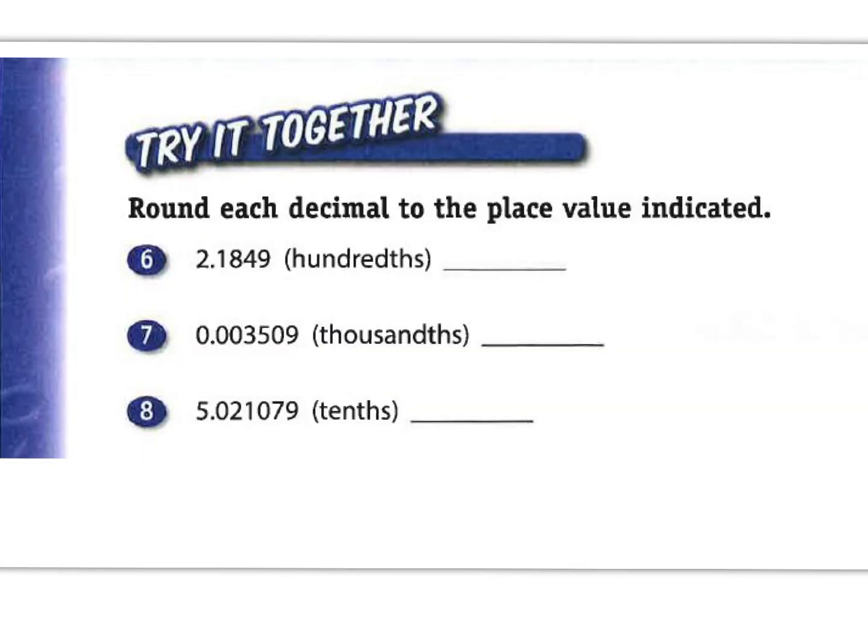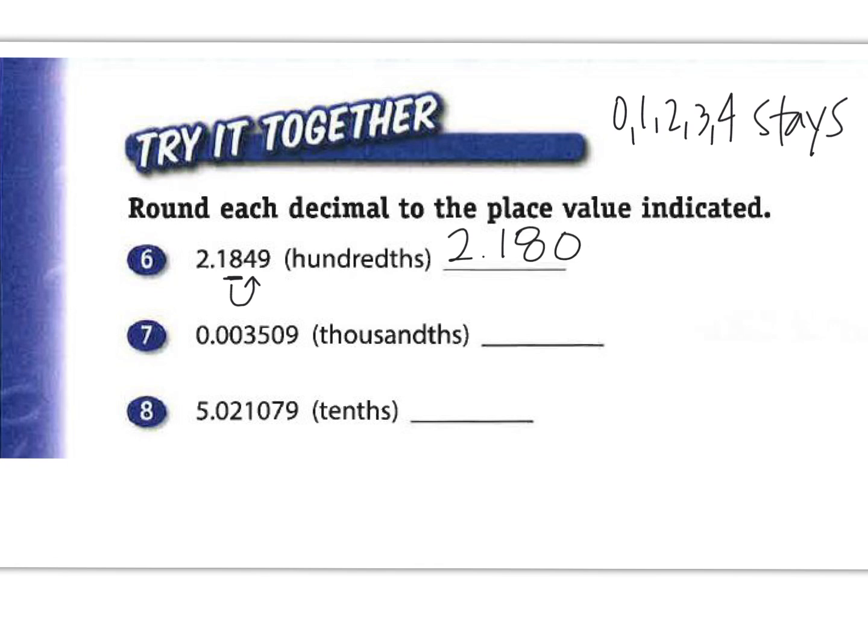All right, now it says round each decimal to the place value indicated. So we're going to round to the nearest hundredths place for number 6. So the hundredths is the 8. The number behind it is a 4. Remember, a 0, 1, 2, 3, or 4, it stays. So that means it will stay at 2.18, and you can put the zeros behind it if you'd like.